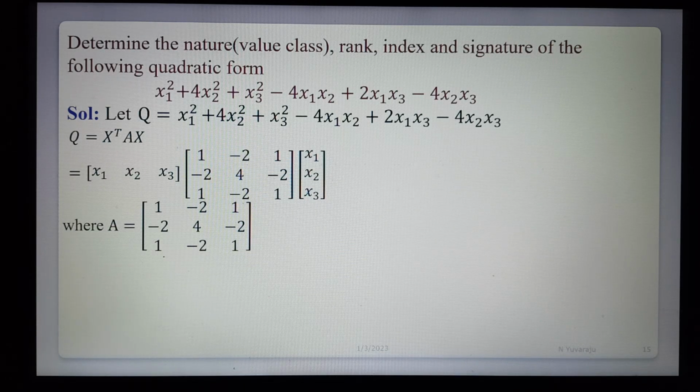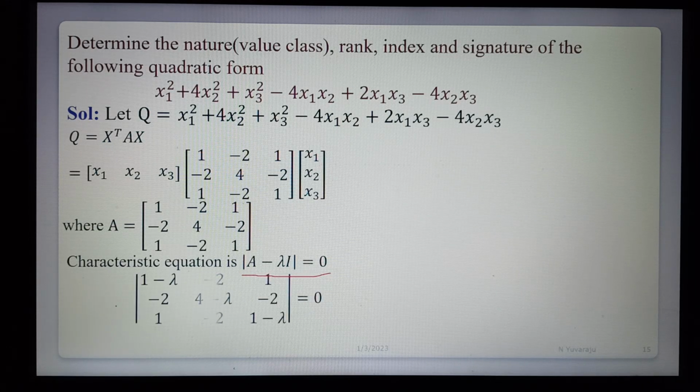Okay? So same procedure, now finding the eigenvalues of the given coefficient matrix. The characteristic equation is determinant of A minus lambda I is equal to 0. So that is the determinant of [1 minus lambda, -2, 1; -2, 4 minus lambda, -2; 1, -2, 1 minus lambda]. Simplifying and solving this equation we get the lambda values, that is the eigenvalues. I am telling directly here. So here eigenvalues lambda is equal to 0, 0, 6. Okay? So now finding the nature, rank, index and signature.